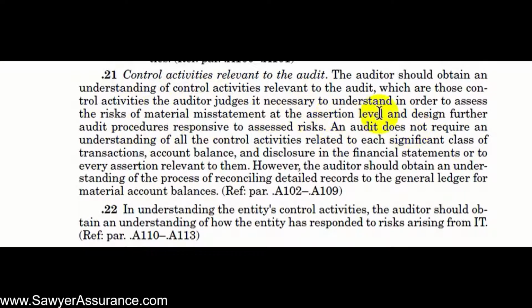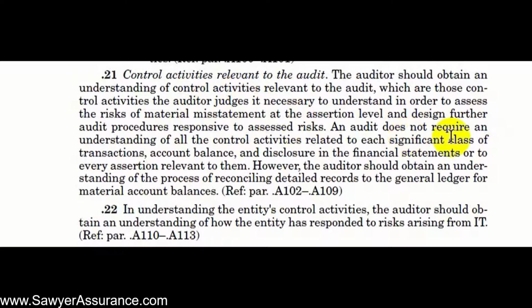We also see it says assertion level. So this is at the individual assertions, not necessarily at the overall financial statement level, which we would have considered with some of the other components of internal control. For instance, the tone at the top is more related to an overall financial statement level, but these controls are related to the assertion level. And based on this, we can design further audit procedures to respond to the risks that we determine.